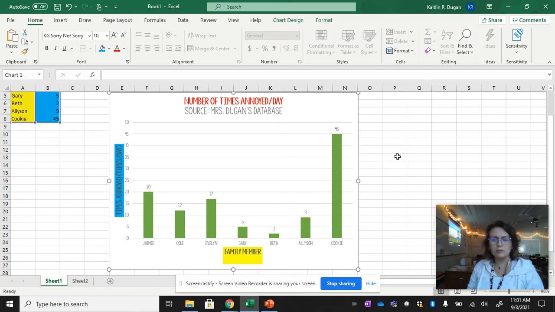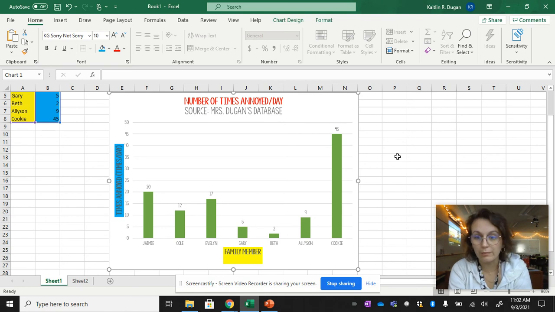The next part that we need to look at is identifying again, what is our dependent variable, our independent variable? That is always on what axis? The independent variable is always on the x-axis. It's the thing that we change. So in this case, we look down and we can see that the x-axis is all about family members. So it's the different people in my family.